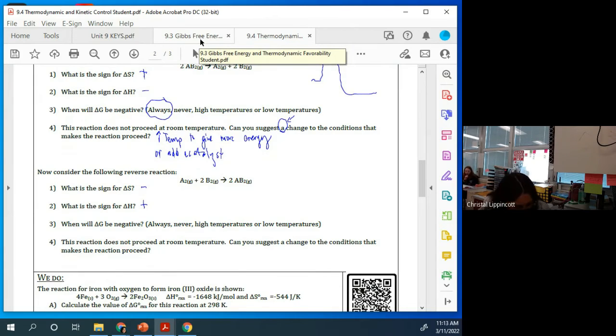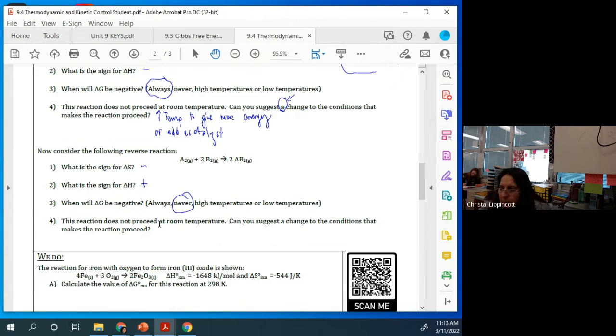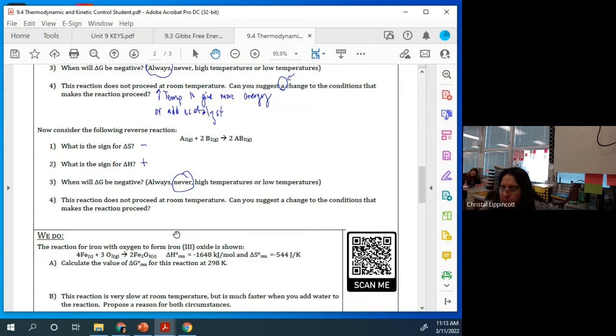All right, when will delta G be negative? Never. Reaction doesn't proceed at room temp. Well, duh. Can you suggest a change to the conditions that make the reaction proceed? At room temperature.